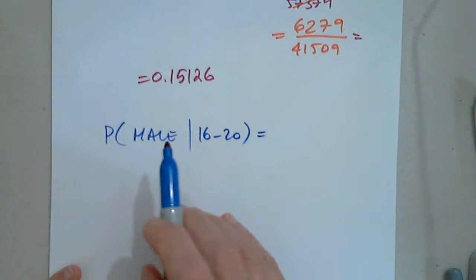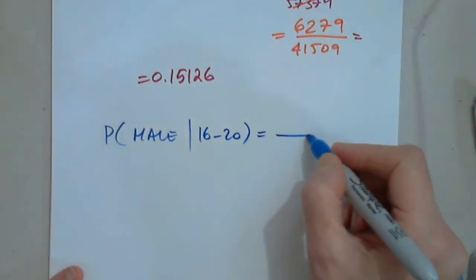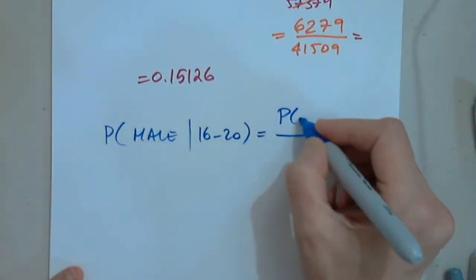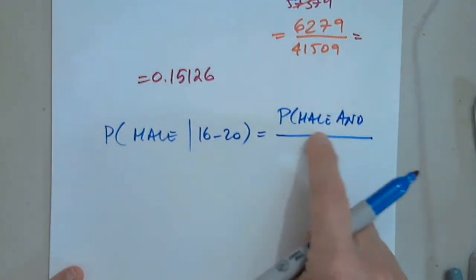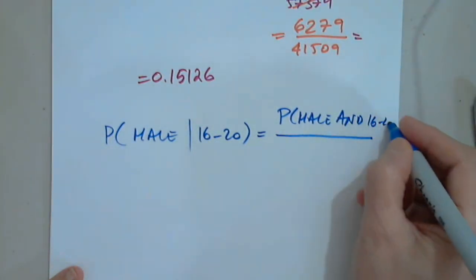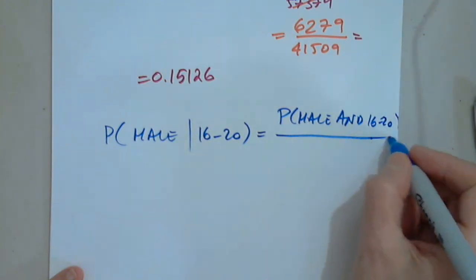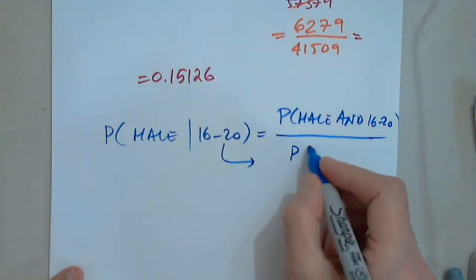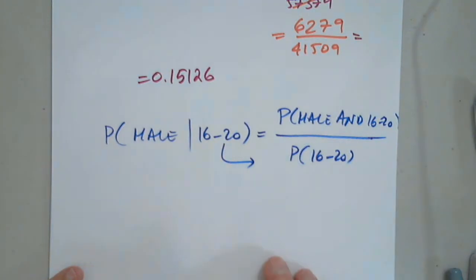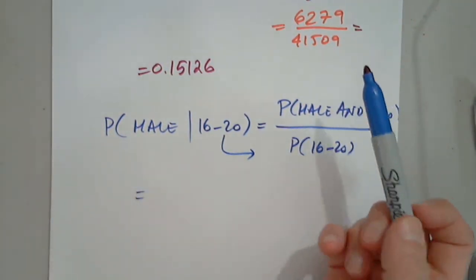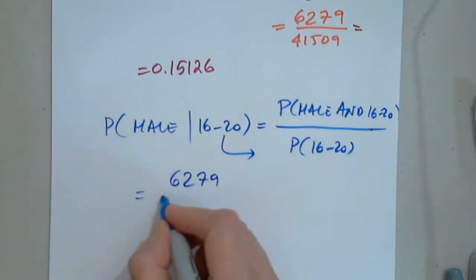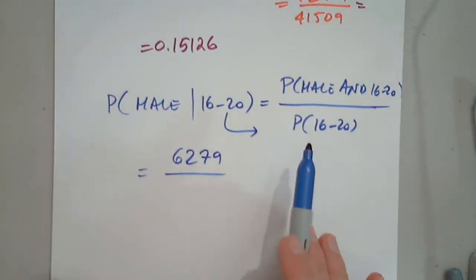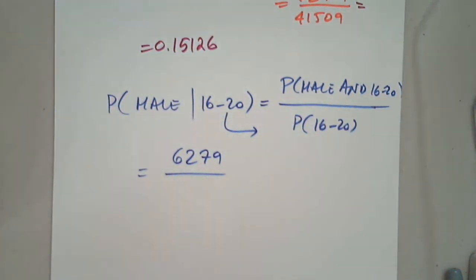Okay, so male given this. Same thing, at the top the same, male, absolutely the same. The order in here does not matter. You get the same answer, but the denominator is a different story. So the numerator is the same thing, the 6279, but the denominator is the probability of 16 through 20.